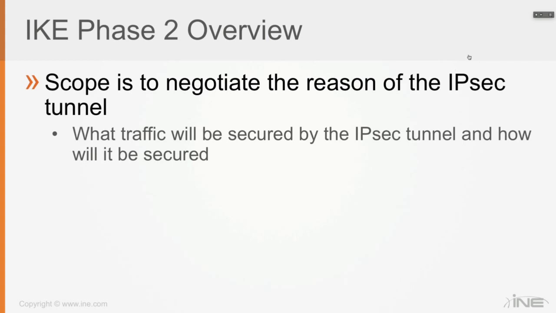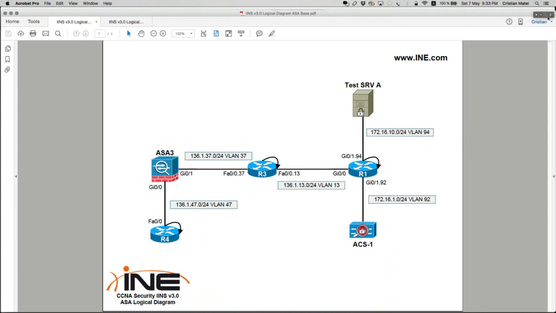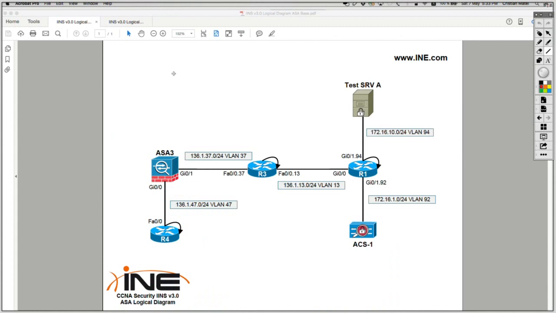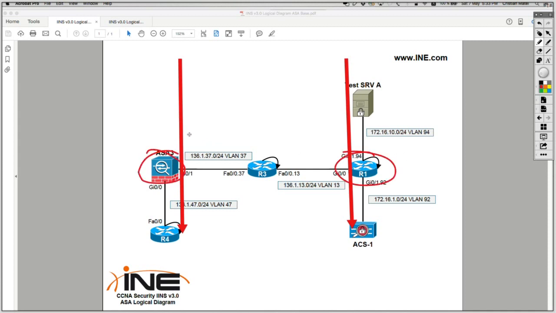So in the end, if you look at what we negotiate in phase 2, if you look back at our diagram, we have those two sites again. Once phase 1 is up, we can consider that between those two VPN gateways we have one secure communication channel, which is going to be the IKE tunnel. That's going to be secured as negotiated. So now when we speak, this is going to be the IKE or ISAKMP tunnel.